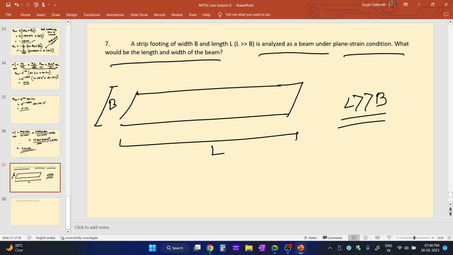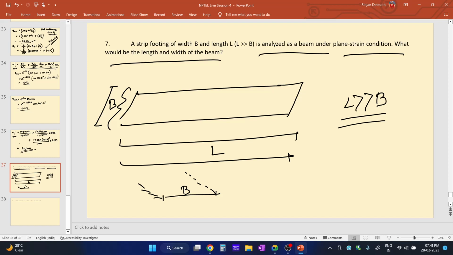So that is actually the plane strain condition. See, the length of the strip footing is very long, and in order to analyze this type of problem, since B is much smaller, we can assume that this B is the length of the footing like this, and this L is out of the plane, out of the plane towards you.